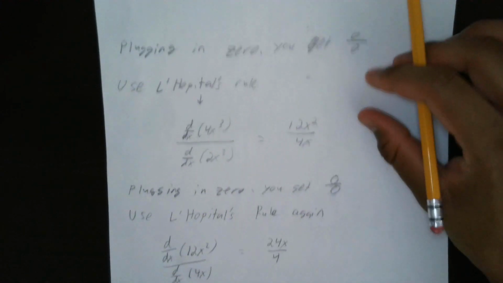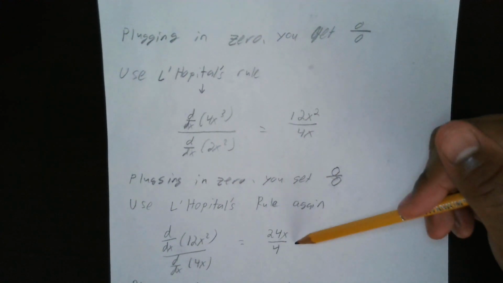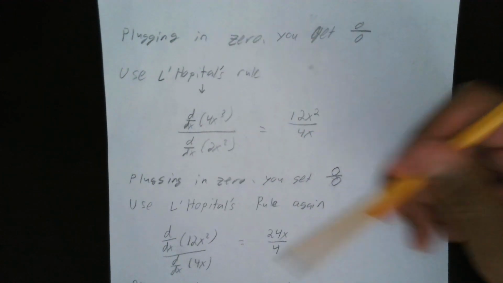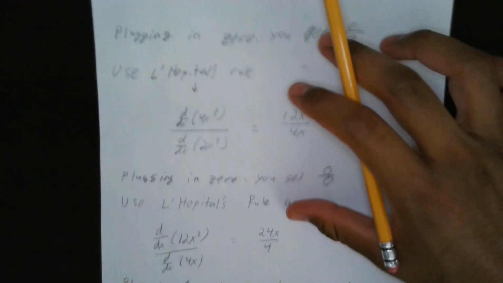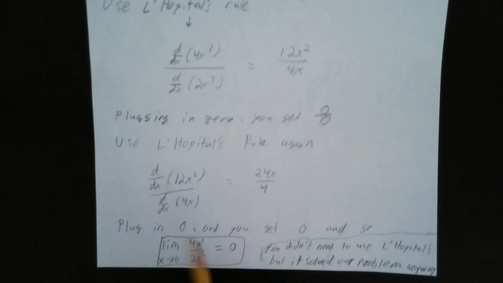Using it again, you get 24x over 4. And then if you plug in 0, you're going to get 0 as your answer. And so that's our final answer. The limit as x approaches 0 of 4x cubed over 2x squared is equal to 0.